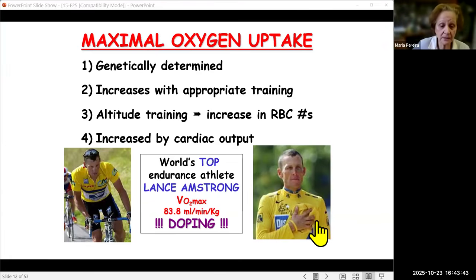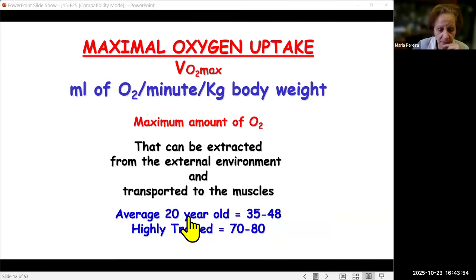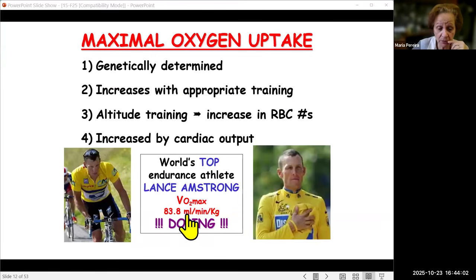Okay. And Lance claimed that he never doped. So his VO2 max was 83.8. Remember, the 20-year-old average shape, 48 milliliters. Here you have 83.8 milliliters per minute per kilogram. So what did Lance Armstrong do? So he said he never took erythropoietin, he never took any blood chemicals and so on. But what did he do?